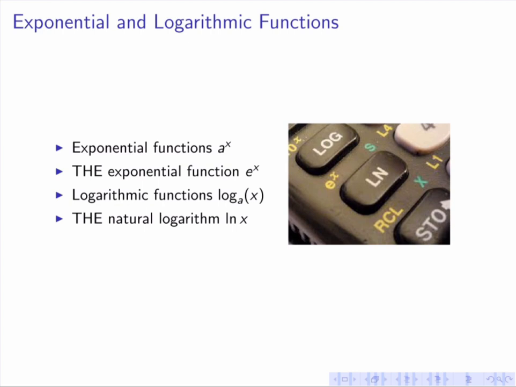So in this video I will talk about the exponential function a to the x, and then the exponential function e to the x, where e is Euler's number. The logarithmic function to a base a, which is written as log a of x, and then the natural logarithm, which is ln x. So the red circles here indicate two of the most important functions which appear not only in mathematics but also in science.